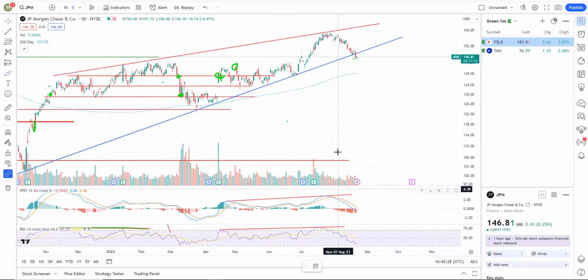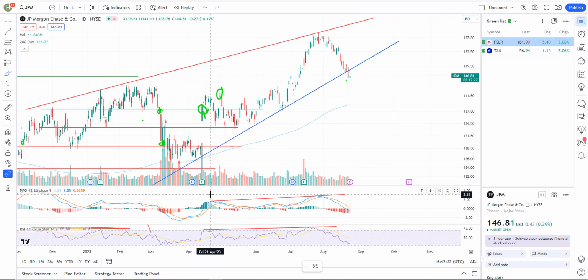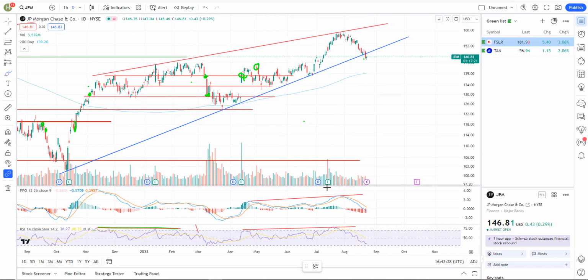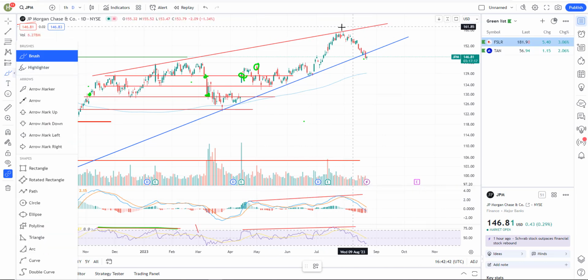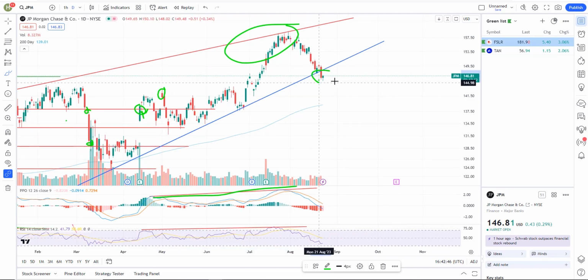The one thing about this breakdown that gives me a little bit of pause is there's no real divergence. There is big divergence from way back here, but recent divergence, no. The momentum's relatively strong on this high right here. You can see momentum made a new high. So that's one thing that gives me pause, and one reason why I'm not completely loading the boat on a short on this one quite yet.